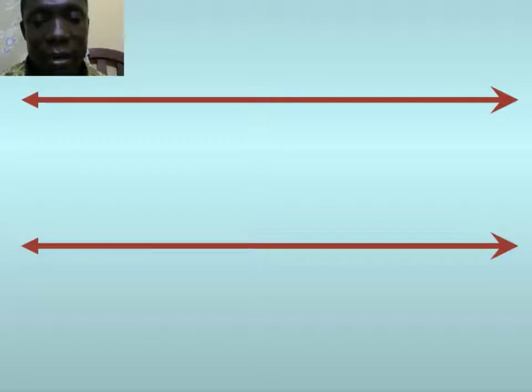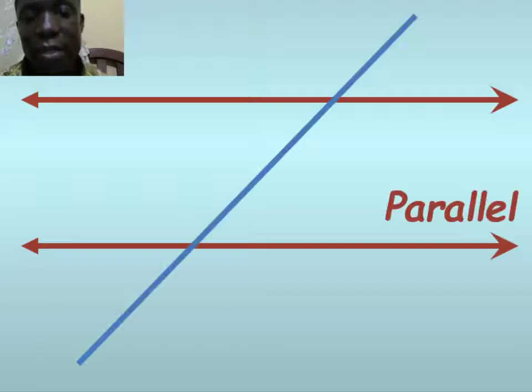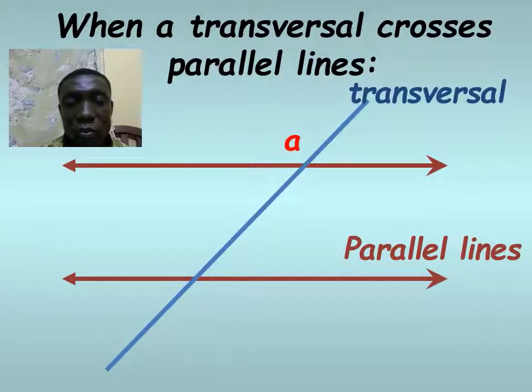Okay, that is a pair of parallel lines. Take note of the arrows. Without the arrows, they are not parallel lines. That is our transversal line. So whenever we have that, angles result. So take note of the angles.